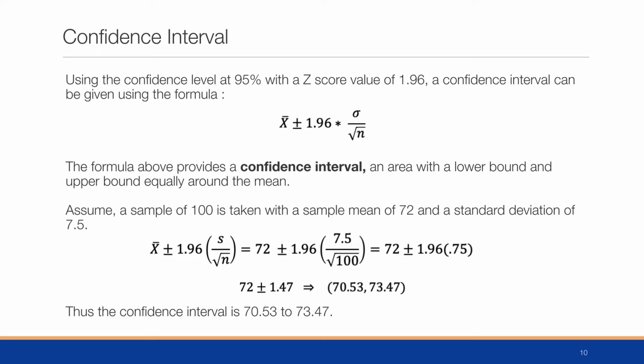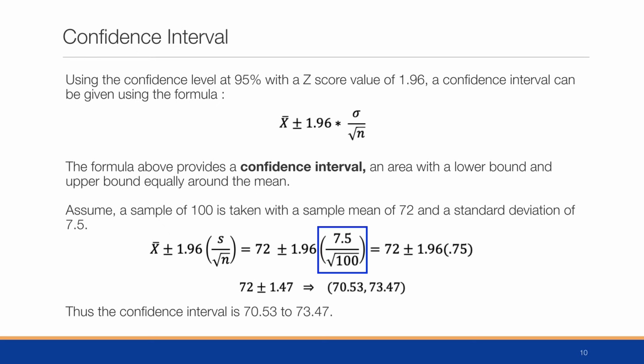The formula above provides that confidence interval, an area with a lower bound and upper bound equally around the mean, represented by the right side of that plus or minus sign. Assume a sample of 100 is taken with a sample mean of 72 and a standard deviation of 7.5. We could then use that information to create the confidence interval. X bar, which is our average, is 72, plus or minus 1.96. Again, this is our z-score value for that 95% confidence interval. We have s over the square root of n. We're going to use the sample standard deviation because we don't know what sigma is.